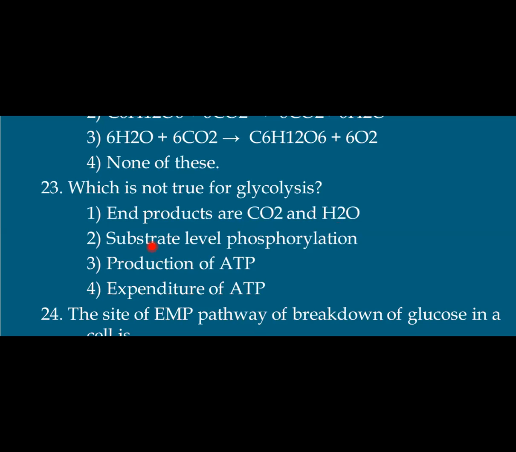Let us see the other options also. Substrate level phosphorylation, 100% it occurs. If you just remember, it occurs at two places, children. One is where 1,3-bisphosphoglyceric acid converts to 3-phosphoglyceric acid. I have already shown in the chart. Another is where PEP, phosphoenol pyruvate, converts to pyruvic acid, the last step. So at these two steps, substrate level phosphorylation occurs.